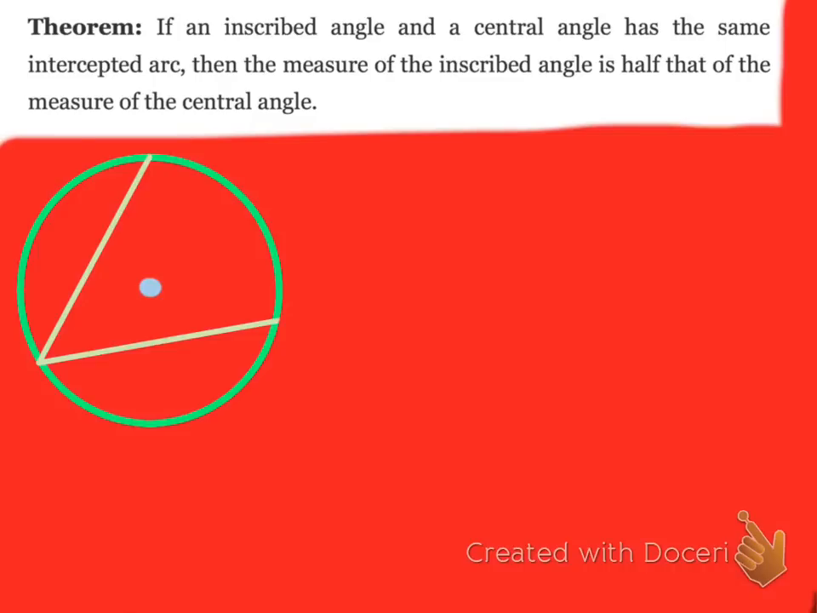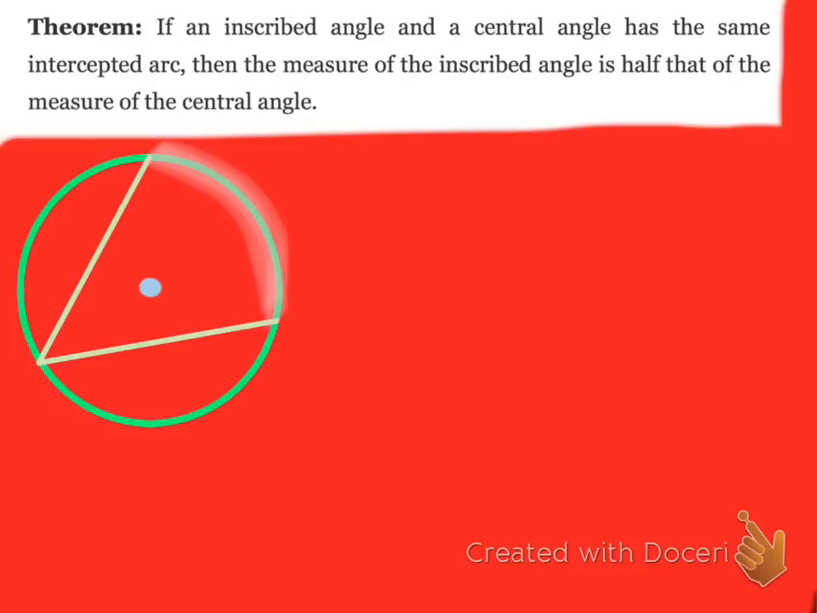Alright, there's a theorem. It says, if an inscribed angle and a central angle have the same intercepted arc, then the measure of the inscribed angle is half that of the measure of the central angle. So again, let's look at this picture. We have an inscribed angle which intercepts this arc here. So the inscribed angle intercepts that arc there that I just highlighted.